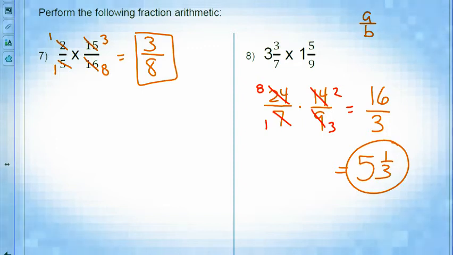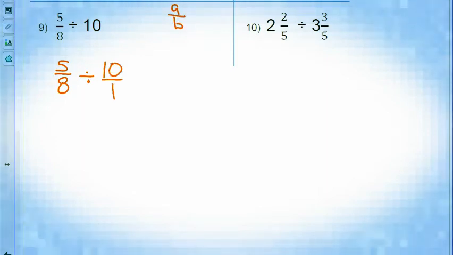Okay. Moving right along, we have some division. So I have 5/8 divided by 10, which could be written as 10 over 1. Remember, everything has to be A over B, something over something. And now I'm going to keep my first fraction the same, change division to multiply, and use the reciprocal of 1/10. I'm going to flip it. Keep, change, flip. In other words, dividing by 10 is the same as multiplying by 1/10. Taking 1/10 of a group of 5/8 is the same as dividing it into 10 parts.